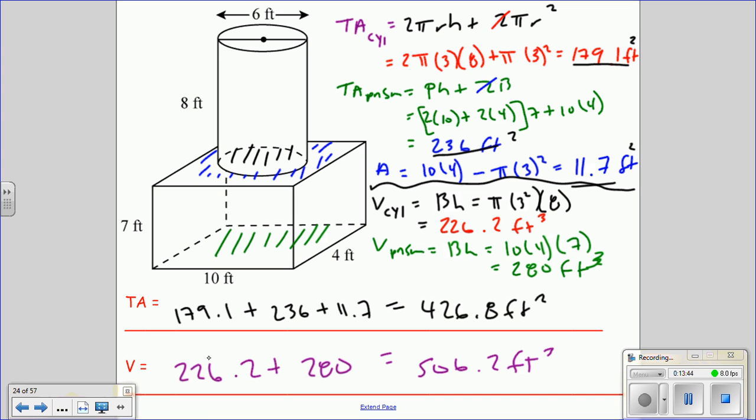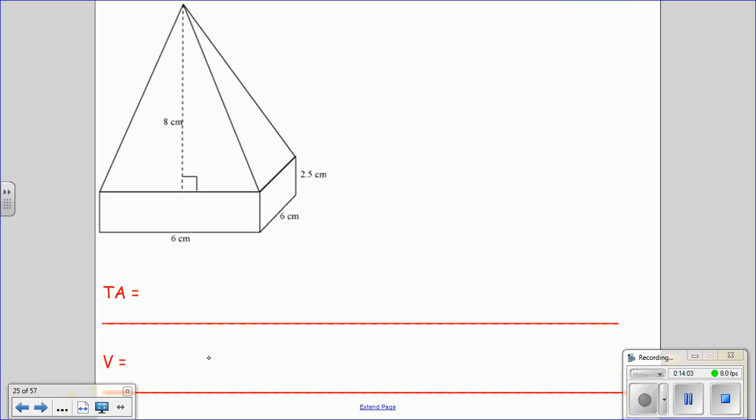So the tricky part is definitely the total area, because you've got to remember to exclude parts that are not exposed. So you've got to remember what pieces those are. Let's practice one. So on this one, we have a pyramid on top of a prism. So let's find the area of the pyramid first.